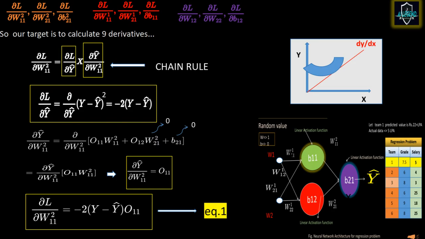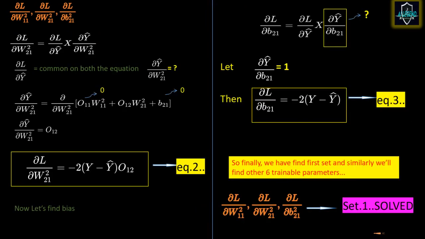So O11 is the resultant. Now, going by this logic, we can write del L over del W211 is equal to minus 2(y minus y hat) multiplied by O11, and this is our first equation. Right, the first thing we have already calculated. If you understand here, then it is very simple.